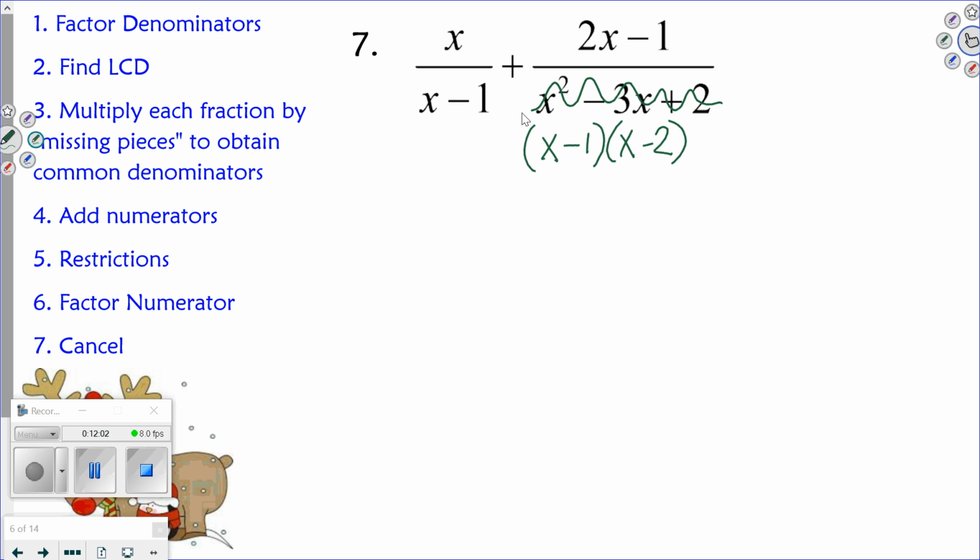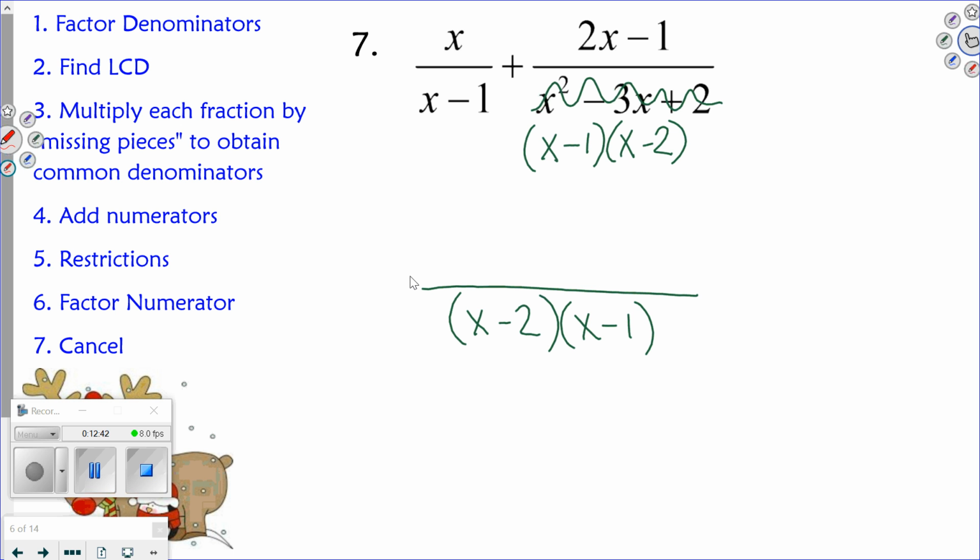All right, step 2, find your LCD. Take a minute. Don't say anything. Just write down, even if it's off to the side, what you think the LCD is. Just take a second and write down what you think it should be. All right, so I need it to be common. So what do I need? You heard x minus 2, x minus 1. Anything else, or is that it? That's it. So I needed like one of each, right?